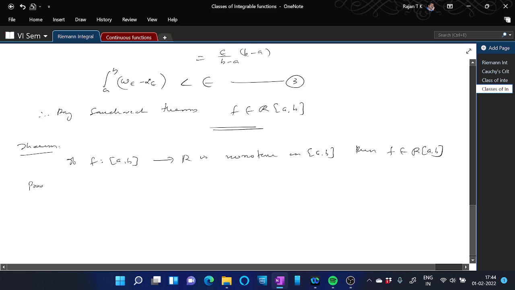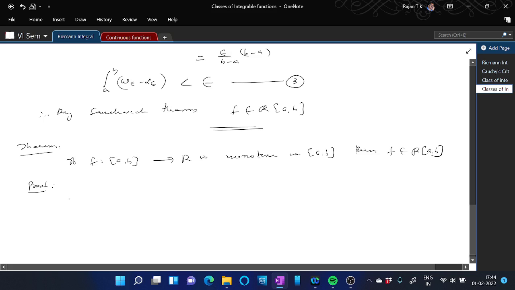So the proof is done in the same way as we proved a continuous function is Riemann integrable, with the help of two step functions. Here also we will use the same Riemann's criterion, the sandwich theorem, for proving the function is Riemann integrable. For that, you have to identify two step functions omega and alpha satisfying the two conditions of the theorem.